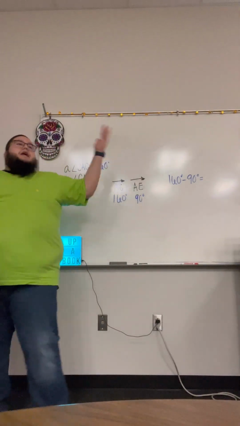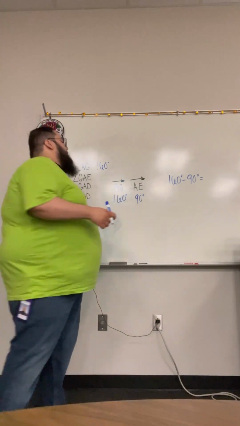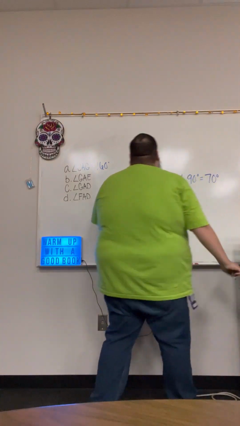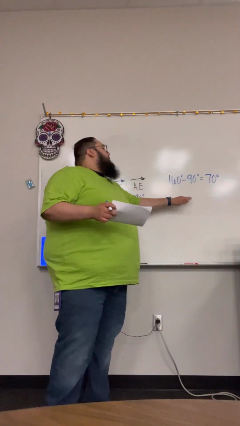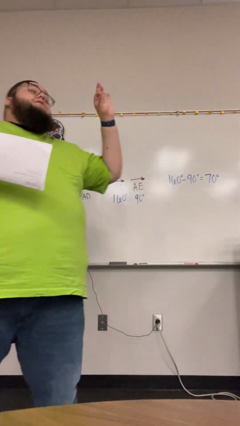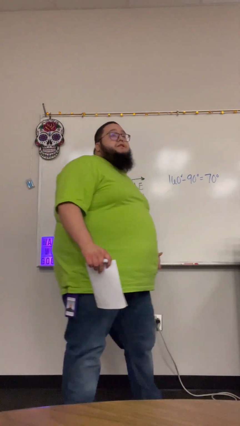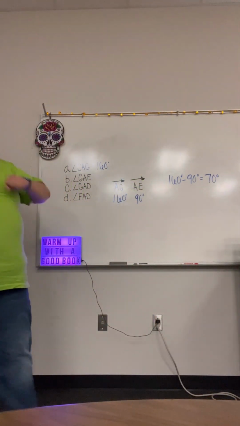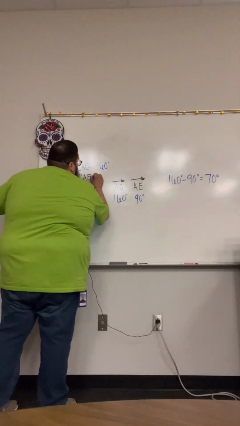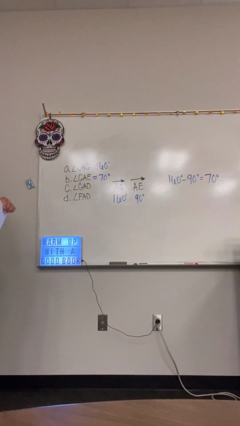Anybody know? What is that going to give you? You're right. That is going to give you a total of 70 degrees. So 160 degrees minus 90 degrees, subtracting your two angle measures, is going to give you 70 degrees. So angle GAE is going to equal 70 degrees.